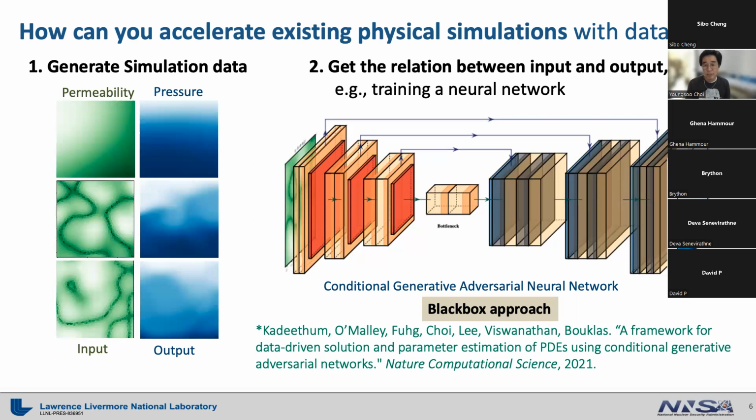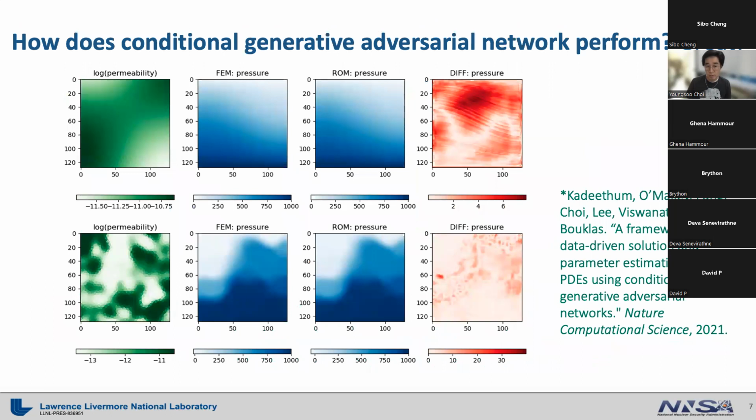Now you can relate these input and output data by, for example, training a neural network. Here we have trained a conditional generative adversarial neural network. Once a neural network is trained, it is easy to predict a new pressure field by inserting a new heterogeneous permeability input to the trained neural network.